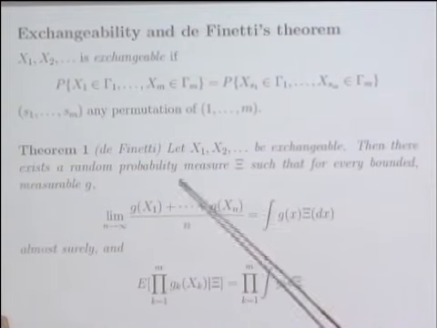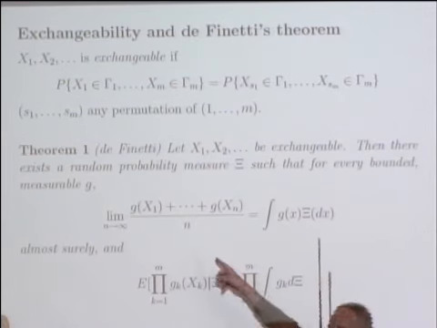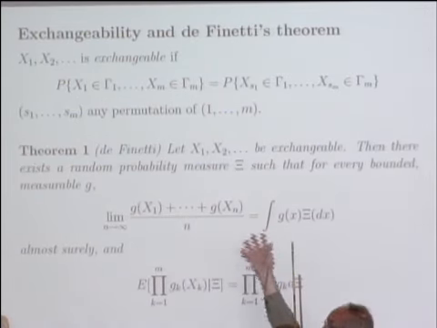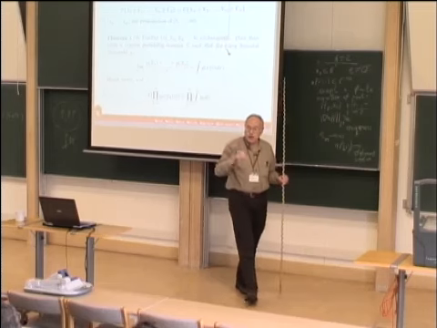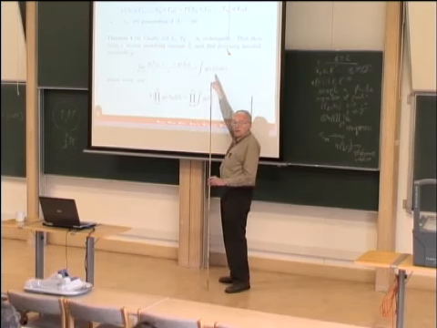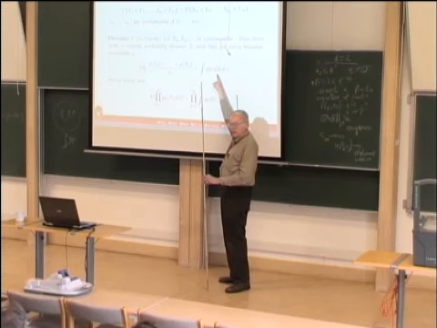And then the classic result of De Finetti says if I have an infinite sequence that's exchangeable, then you get essentially a law of large numbers. The only difference between exchangeable and independent is that the probability measure that goes in over here will in general be a random probability measure.